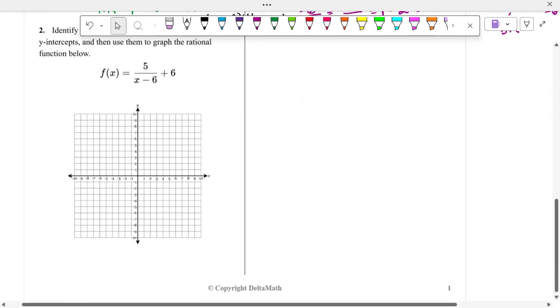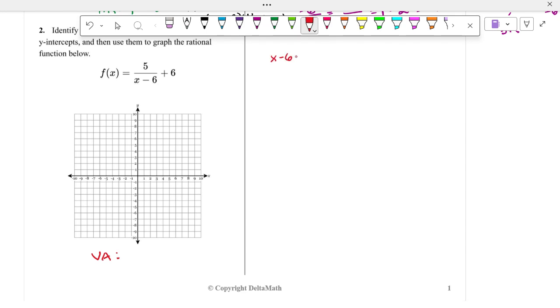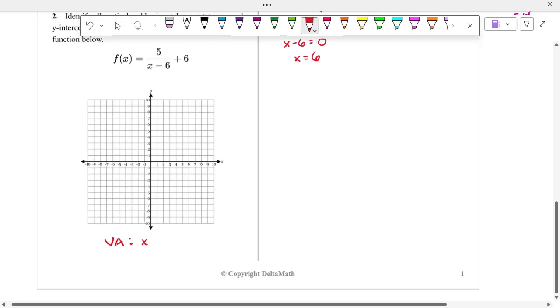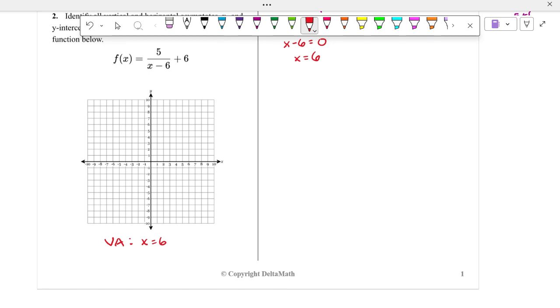So first things first, vertical asymptote. How do I get it? Set the denominator, so x minus 6, equal to 0, which would be what? What would x equal? 6. So x would equal 6. So it would be right here.